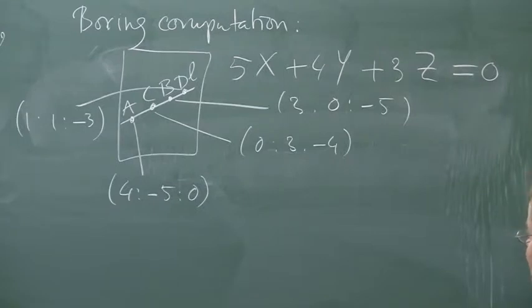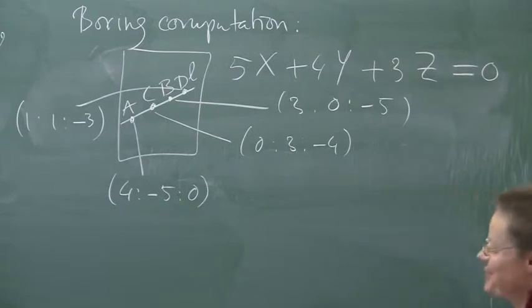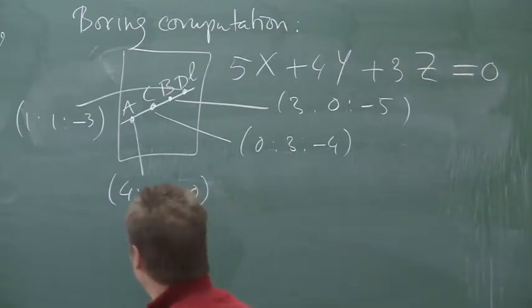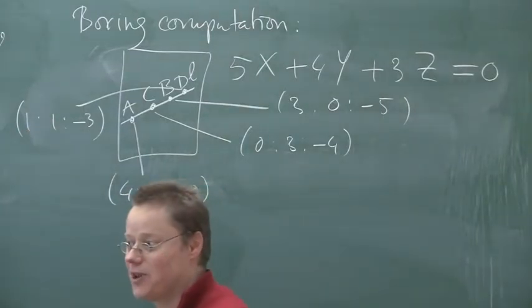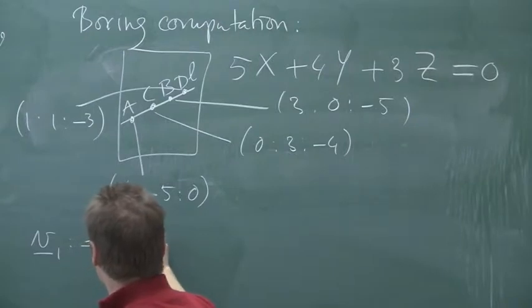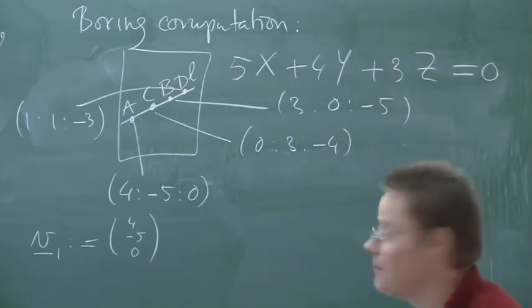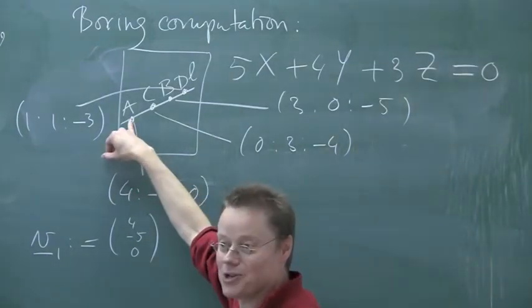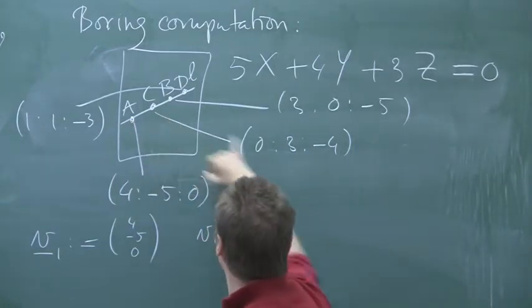I would do it like this. We go back to R3. We go back to the definition in R3. And I take v1 as a vector (4, -5, 0). So it's the vector corresponding to this point. And v2, I take this one.